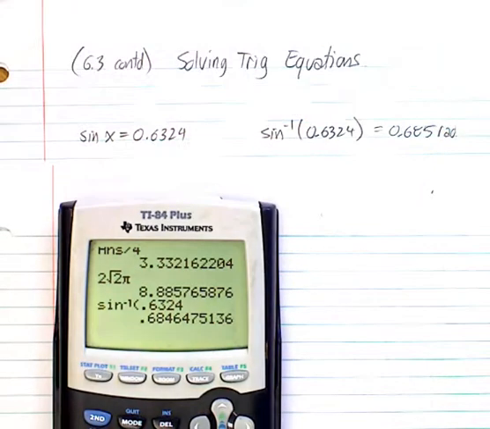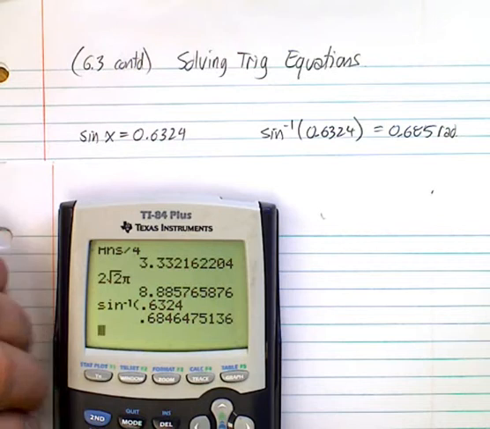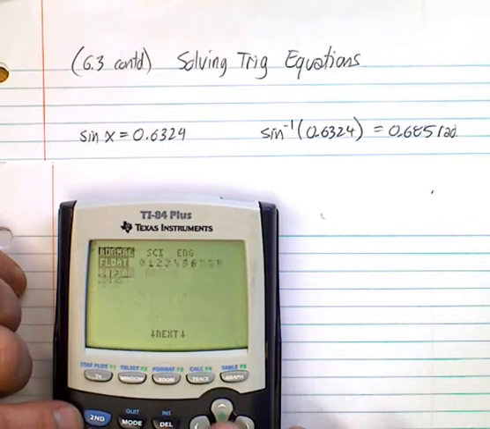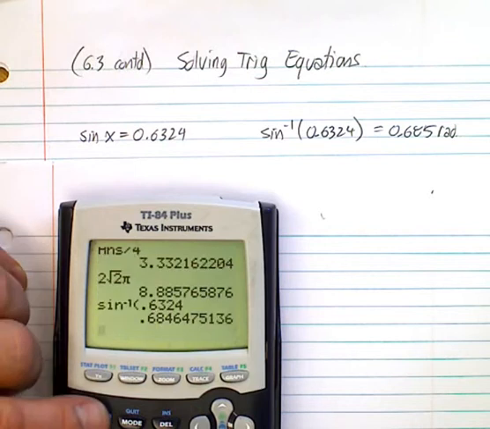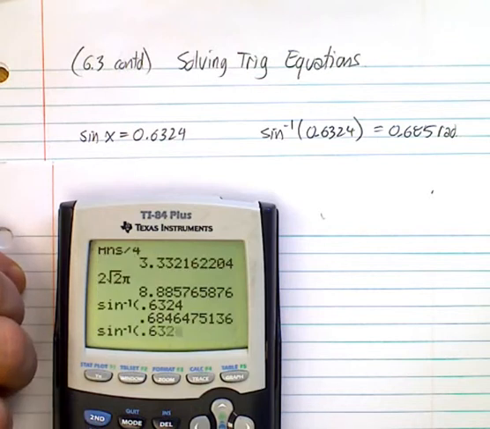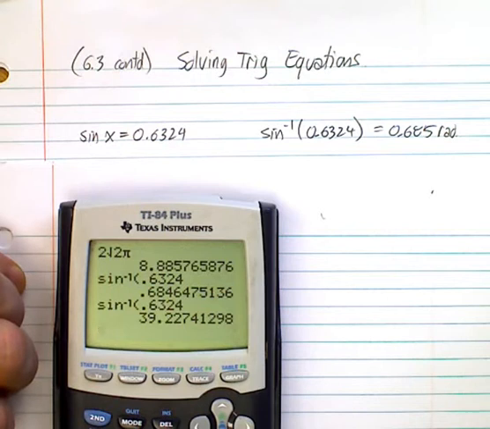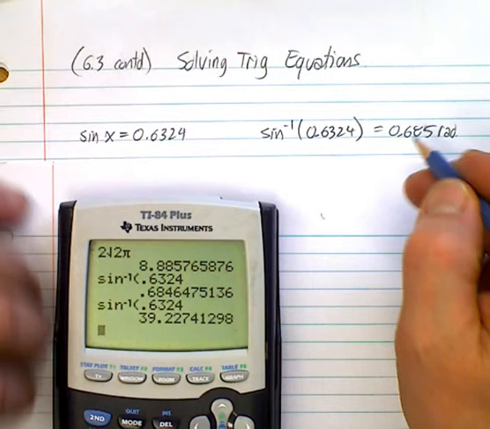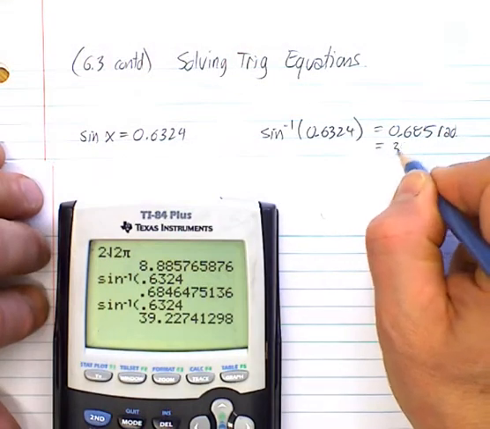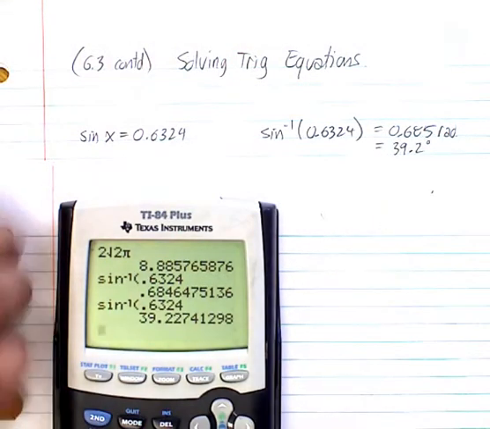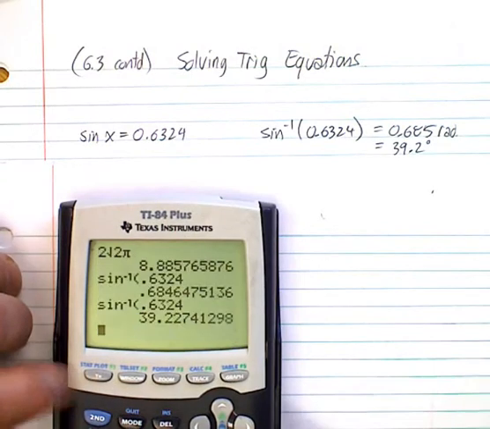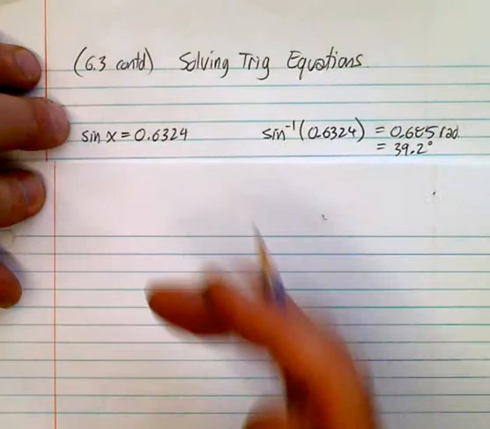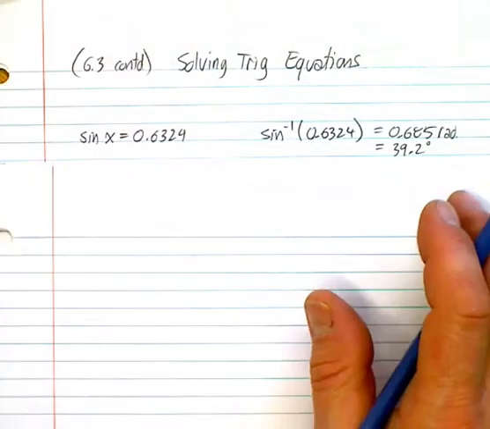Okay, guys, if I did it in degrees, right? So I'd have to go to mode, go to degrees, and then I'd clear it out and I'd go second sine 0.6324, and you get 39 degrees or 40 degrees. So let me write down both right now, 39.2 degrees. But what I'm going to do is put it back in radians because that's what I'm going to really use, but I just want to show you how they both kind of work.